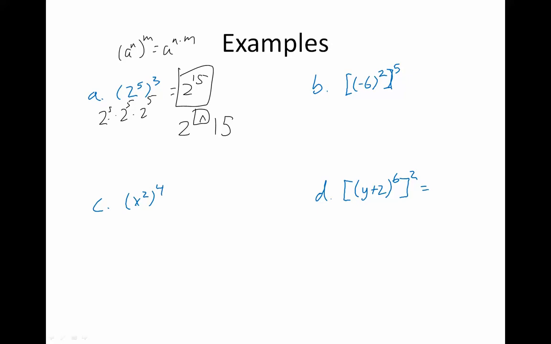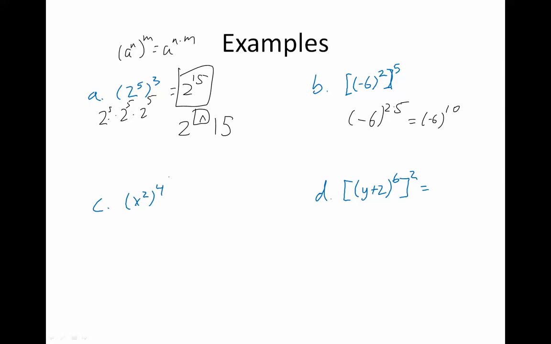Part B here, this is negative 6 squared to the 5th power. Well, again, I've got a power being taken to another power. So this is negative 6 to the 2 times 5, which is negative 6 to the 10th. Notice again my use of parentheses. Oh, that's just because my cursor was in the wrong spot. Notice again my use of parentheses here. It is very important that negative 6 be in parentheses because that negative sign is inside and also needs to be taken to the 10th power.